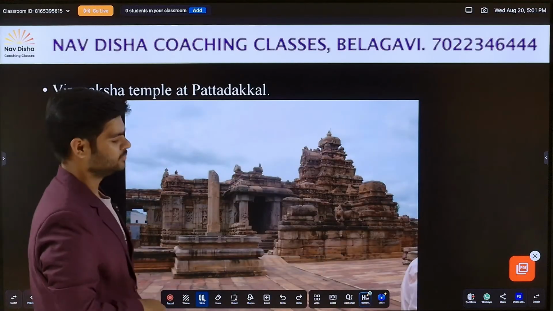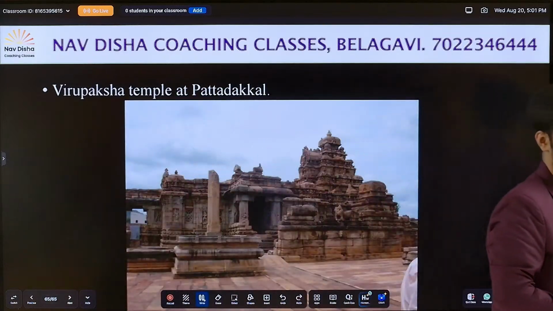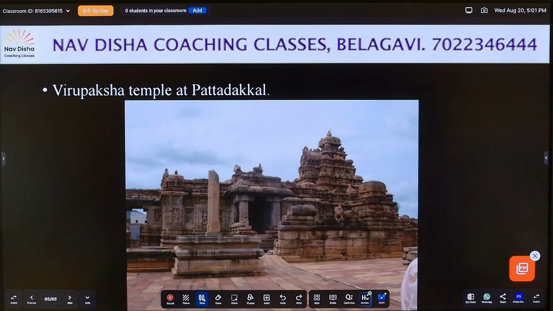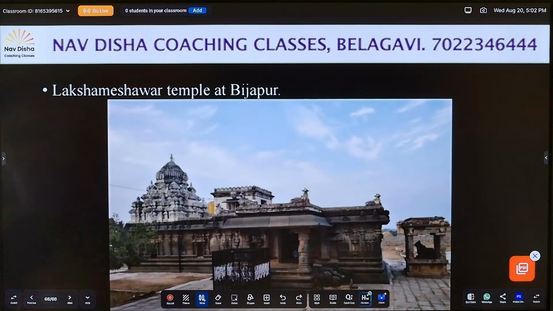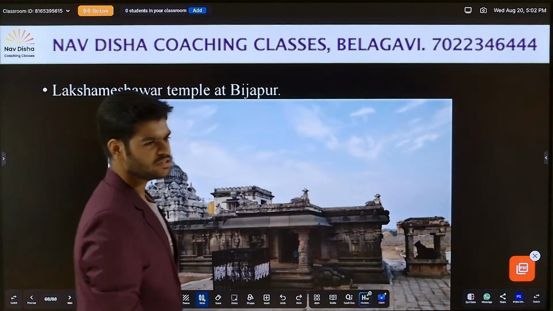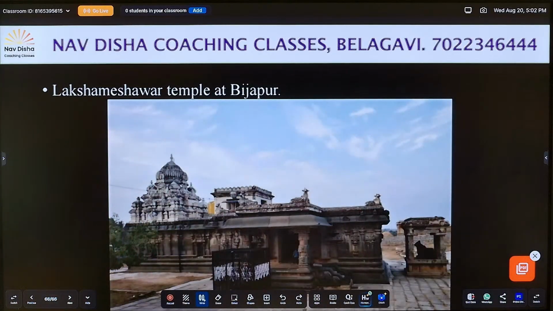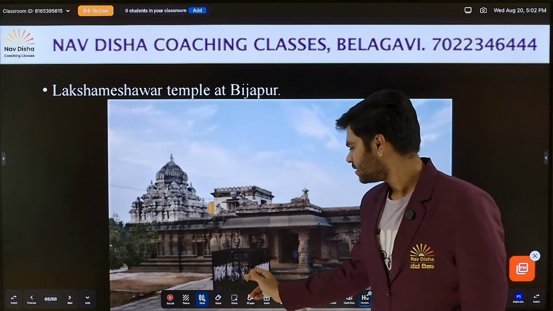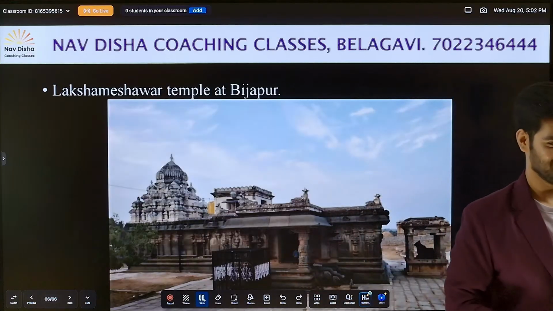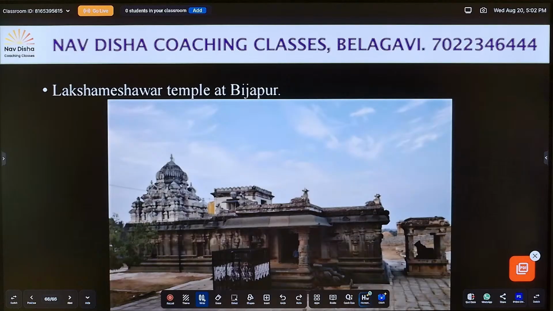Virupaksh temple at Pattadakkal. Next, Lakshmeshwar temple at Bijapur. Lakshmeshwar temple at Bijapur. Where? The government has later made it into that. What is that? Kapoor and Agarbatti and everything. Later they have made it. Government has made it.